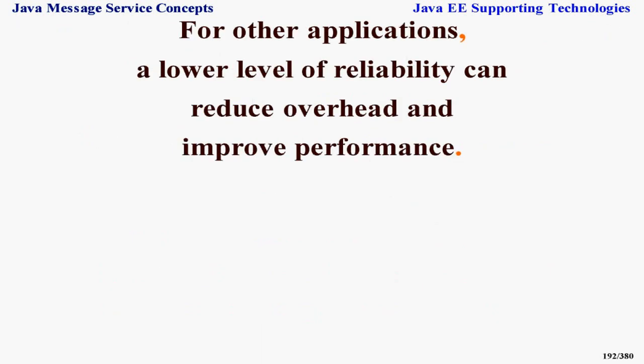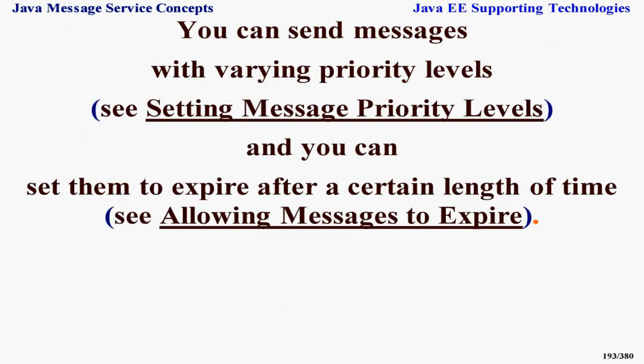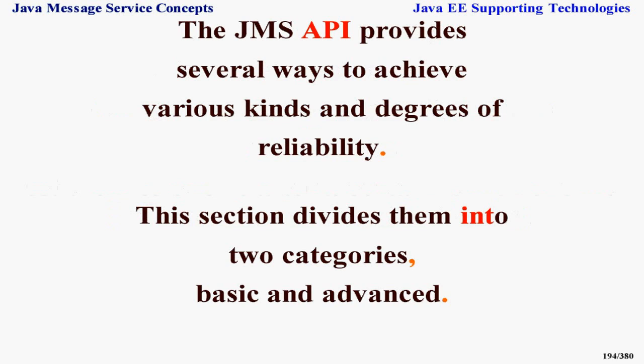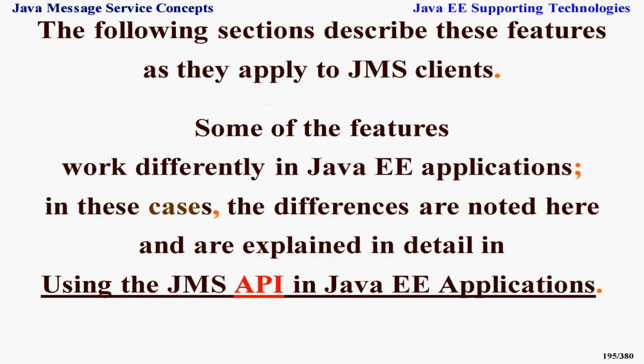For other applications, a lower level of reliability can reduce overhead and improve performance. You can send messages with varying priority levels. See Setting Message Priority Levels. You can also set them to expire after a certain length of time. See Allowing Messages to Expire. The JMS API provides several ways to achieve various kinds and degrees of reliability. This section divides them into two categories, basic and advanced. The following sections describe these features as they apply to JMS clients.